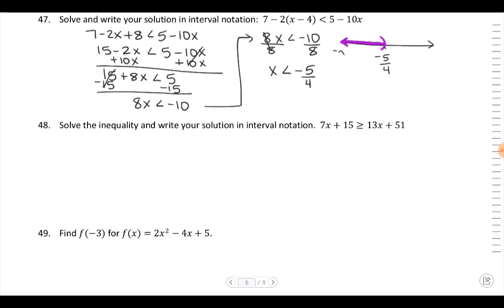This points to negative infinity, right? So when you write your interval, it needs to be least to greatest, just like the number line, negative infinity up to negative 5/4 with a parenthesis on it. And that would be your final answer there.